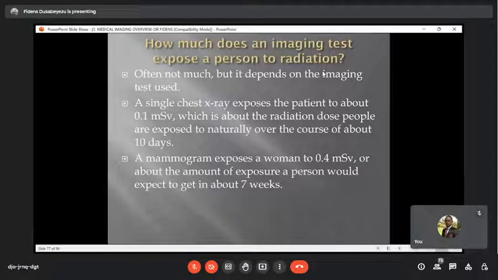It is not much radiation, but it depends on the imaging test used. If you compare CT, conventional radiography, and nuclear imaging, they don't expose the patient to the same level of radiation. For example, a single chest X-ray exposes the patient to about 0.1 millisievert, which is about the radiation dose people are exposed to naturally over about 10 days. So with one chest X-ray, you are exposed to radiation equal to 10 days of background exposure. A mammogram exposes a woman, or even a man, to about 7 weeks of background exposure.